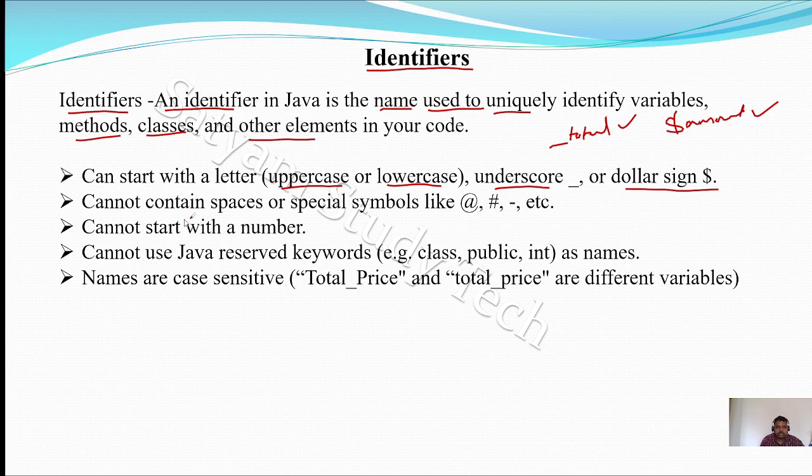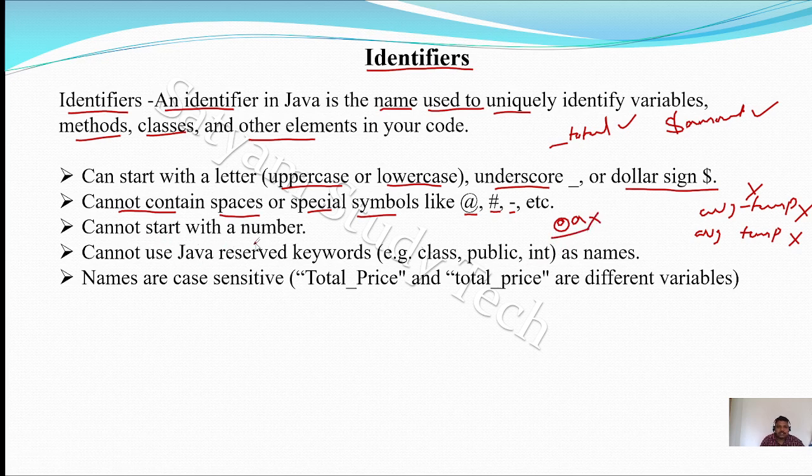An identifier cannot contain spaces or special symbols like at the rate, hash or minus. For example, average-temperature cannot be used, because this symbol makes it not a valid identifier. Also, "average temp" is not a valid identifier because there is a space. It cannot contain any space or special symbol. For example, @a is not a valid identifier.